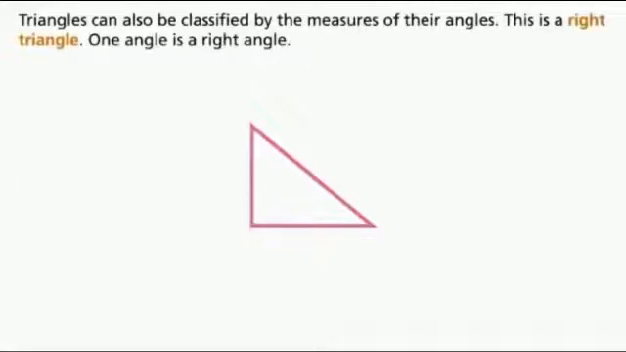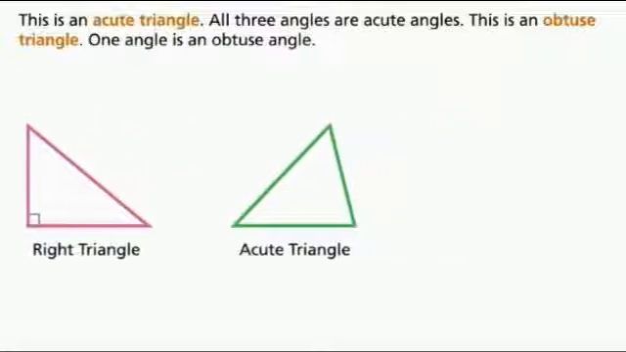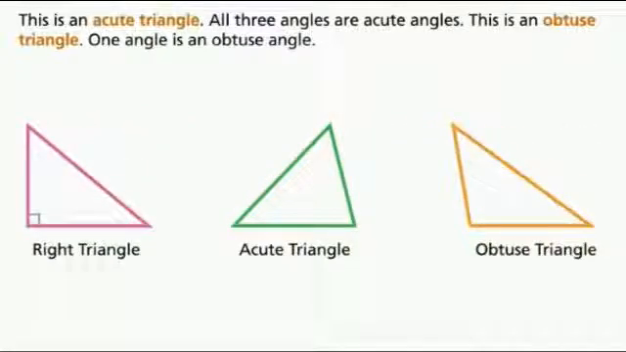Triangles can also be classified by the measures of their angles. This is a right triangle. One angle is a right angle. This is an acute triangle. All 3 angles are acute angles. This is an obtuse triangle. One angle is an obtuse angle.